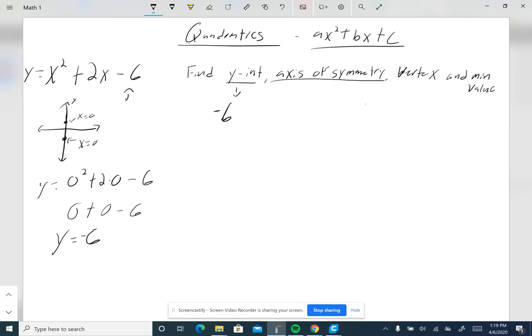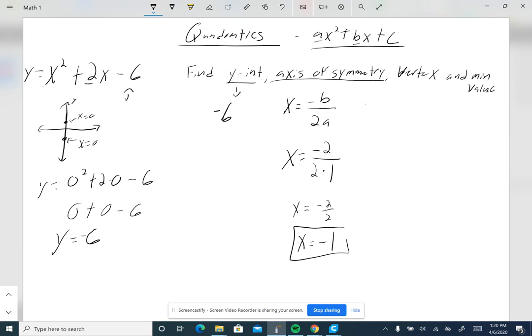Then the axis of symmetry. Let's think back. I'm just going to draw a random one. The axis of symmetry was the line that went through the vertex, where the quadratic could be turned about it and it was exactly the same on either side. We have a formula for that: x equals negative b over 2a, where a and b come from the standard form. In this case, x equals negative b, b is 2, over 2a. What is a? A is 1, so 2 times 1. So x equals negative 2 over 2, x equals negative 1. That's the equation for the axis of symmetry.